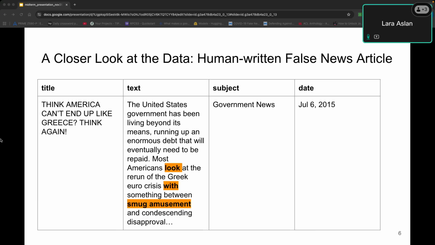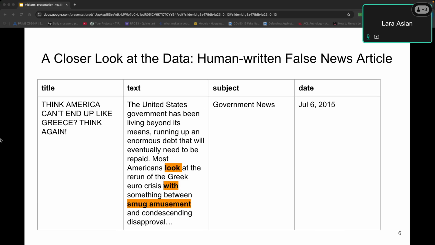And here is an example of a human-written false news article from the same dataset. The dataset was constructed in a similar manner, and just like with the true news, we deleted the subject and date column and added columns which labeled the data as false and human-written. Again, most of the data was related to politics, and the data was gathered between 2015 and 2017.